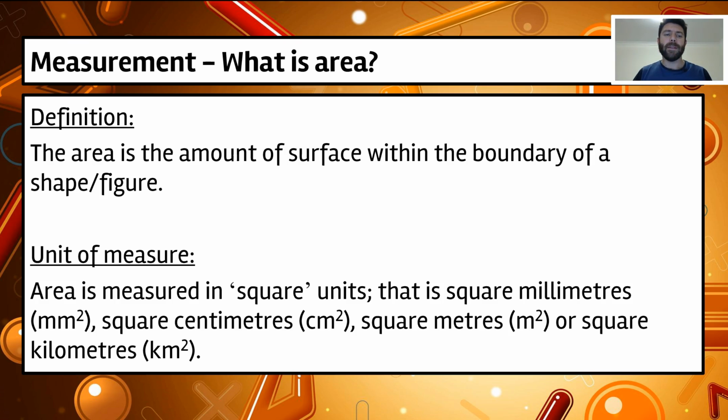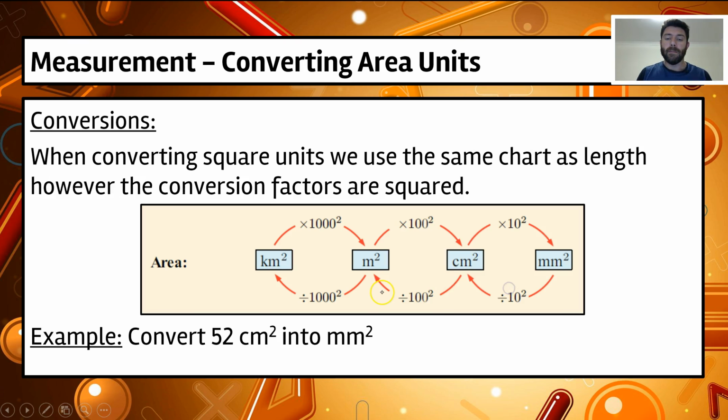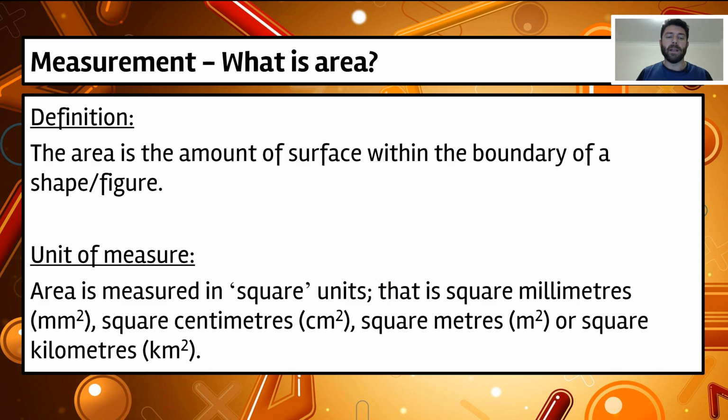Alright, so what is the area? The area is the amount of surface within the boundary of a shape or a figure. So that's space within a boundary, within a figure. We call that the area, and it's measured in square units. You can see down here, we've got square millimeters, square centimeters, square meters, square kilometers. They're the units that we're actually measuring.